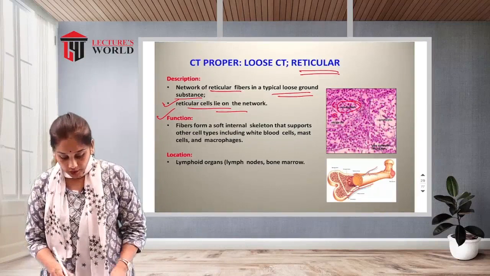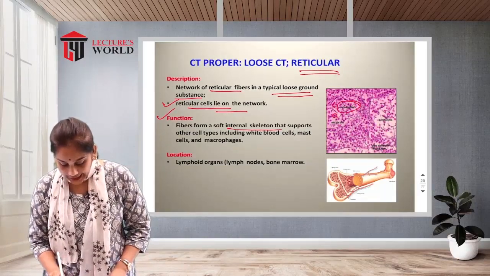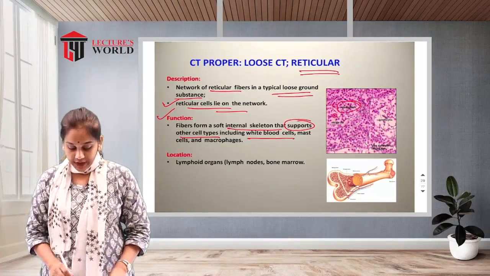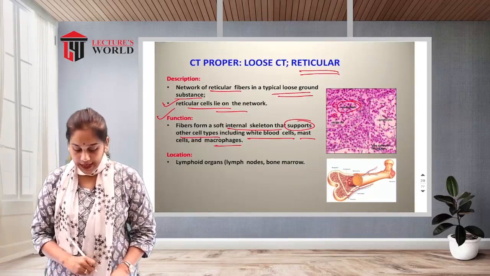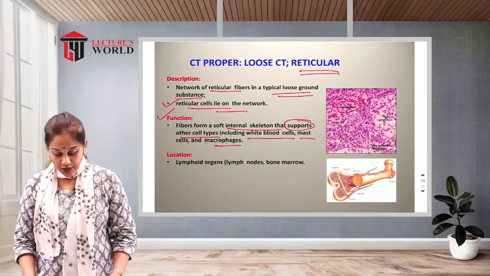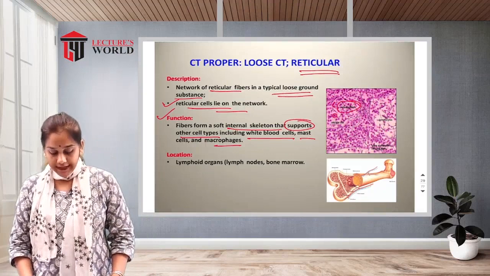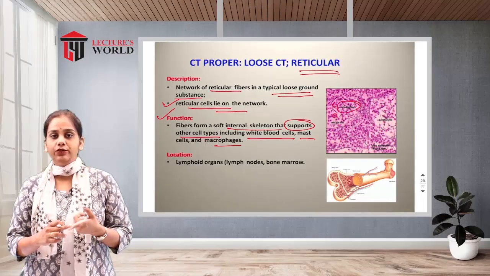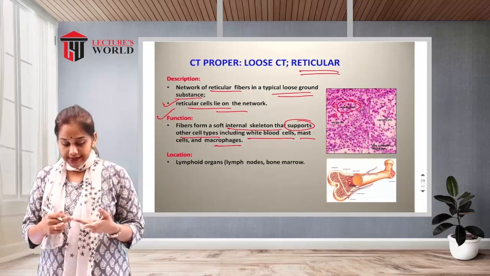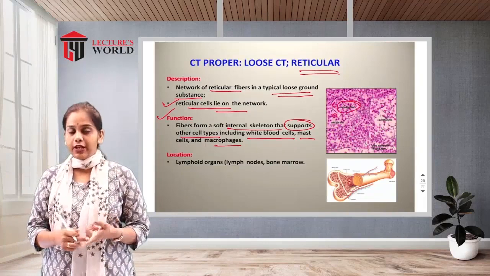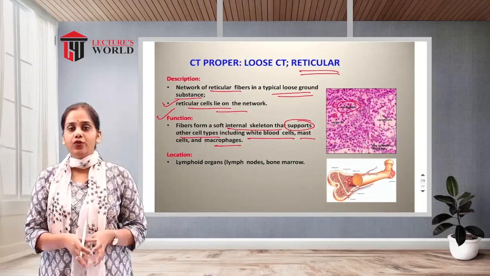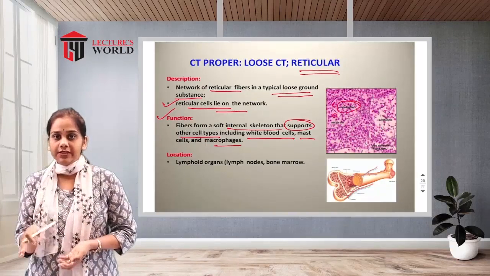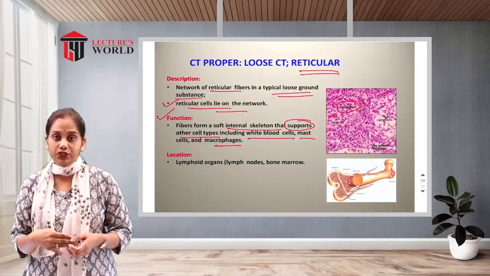The fibers form a soft internal skeleton that supports the other cell types, which include WBCs, white blood cells, mast cells, and macrophages. It forms and supports the internal skeleton of these cells located in the connective tissue, like the WBCs, mast cells, and macrophages. So reticular fibers provide the skeleton to the tissue.